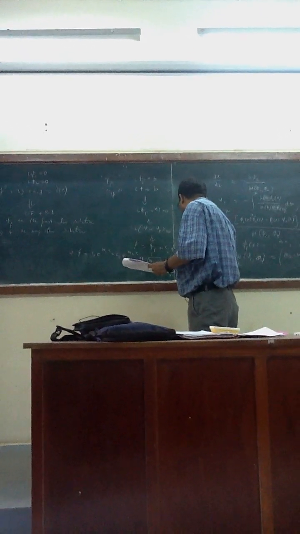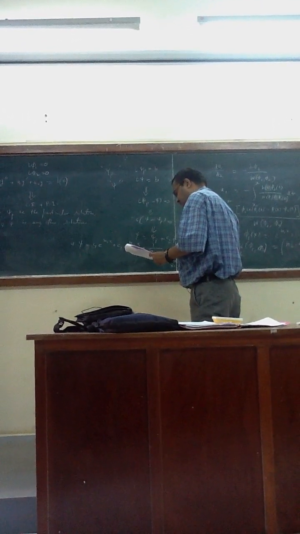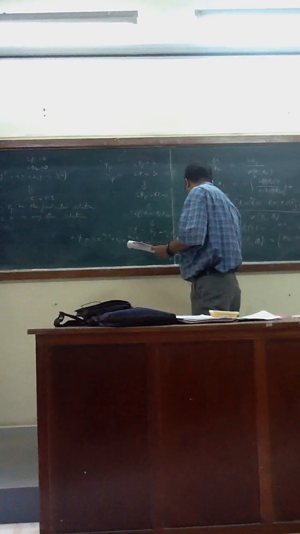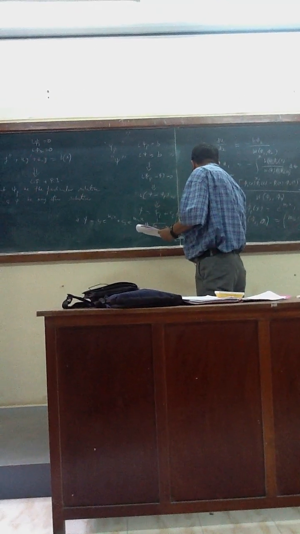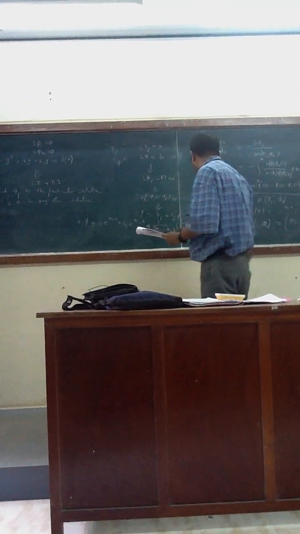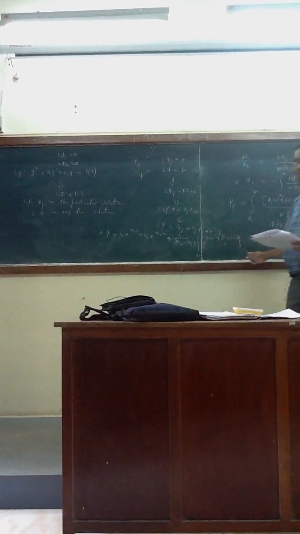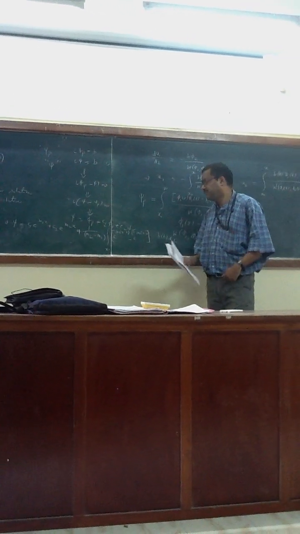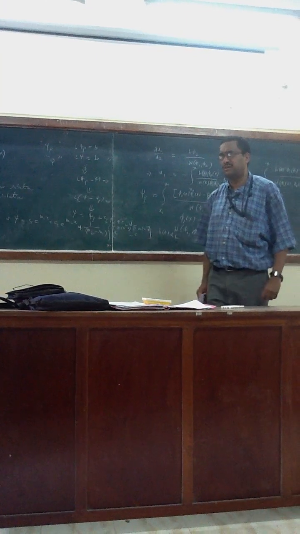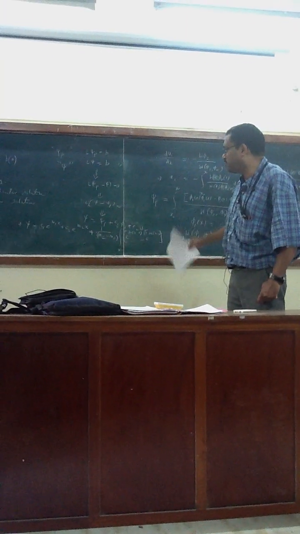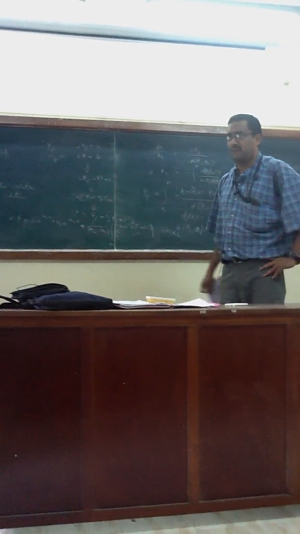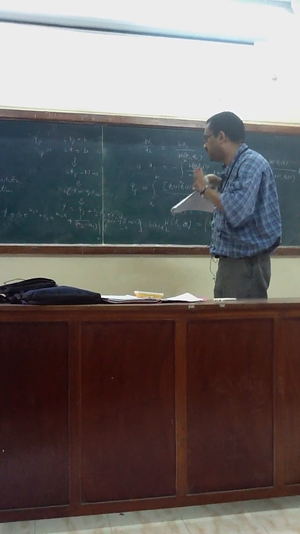You can write e to the power m1 (x minus t) minus e to the power m2 (x minus t). Am I correct? Yes or no? Yes? That's better than the solution. But don't use the formula. If this formula is used, you can get a lot of complications. I'm just giving how to have the solution and the final solution.